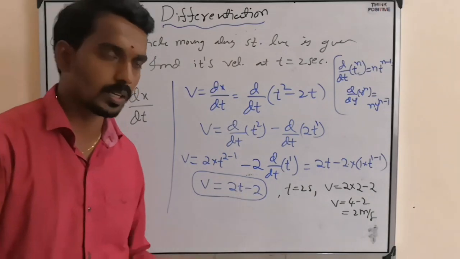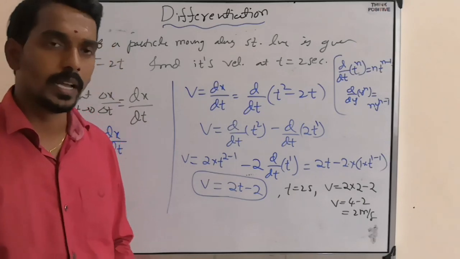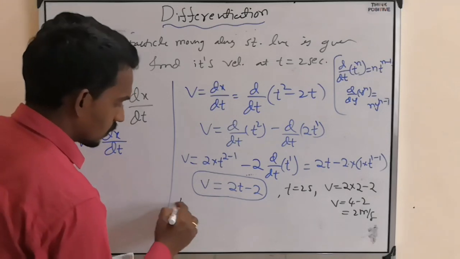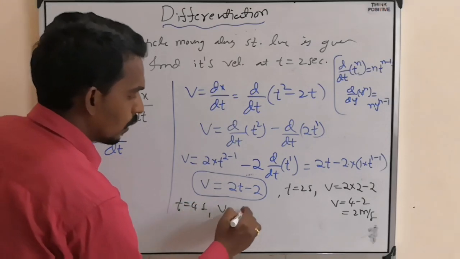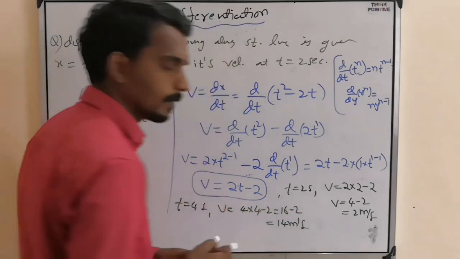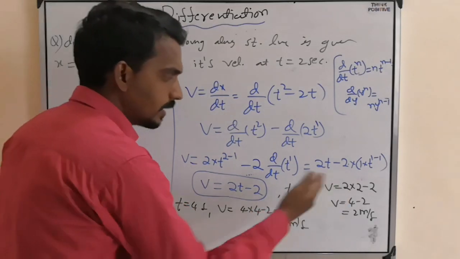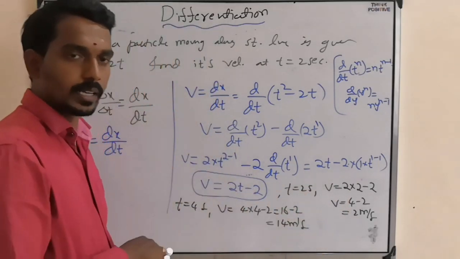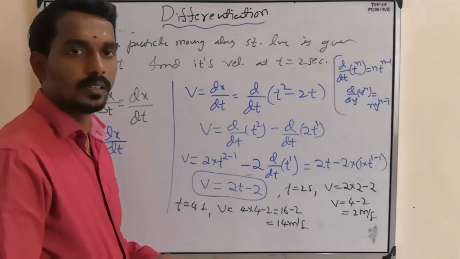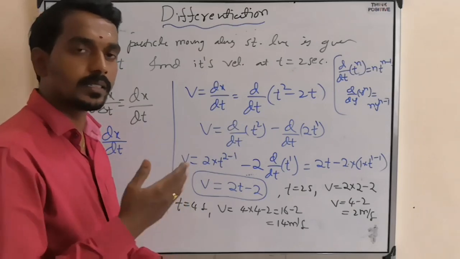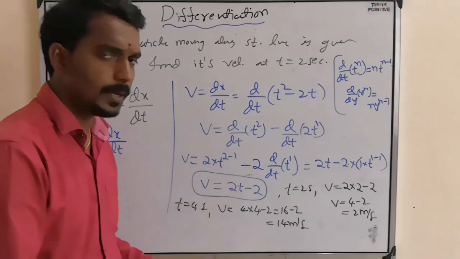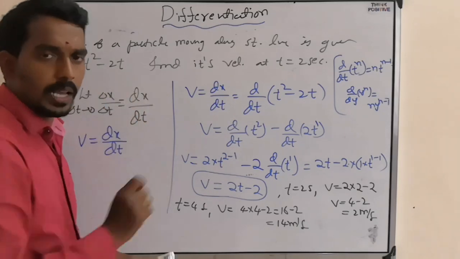Sorry, what is the velocity? 2 meter per second. At what instant? At 2 seconds. Or at 4 seconds, suppose they are asking. Then v equal to 4 into 4 minus 2, 16 minus 2. How much? 14 meter per second. So at 2 seconds, it is covering only 2 meter in 1 second. But at 4 seconds, it is covering 14 meter in 1 second. That is called instantaneous change in displacement at a particular instant. So this way, one example I have given.